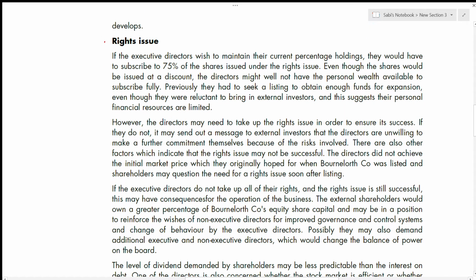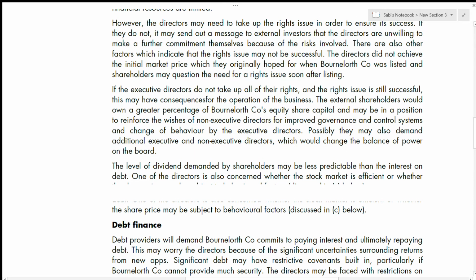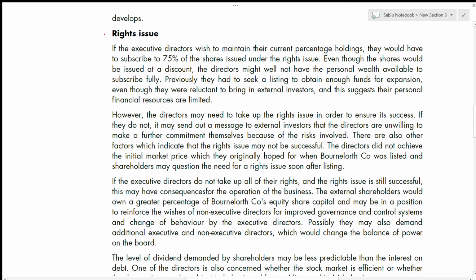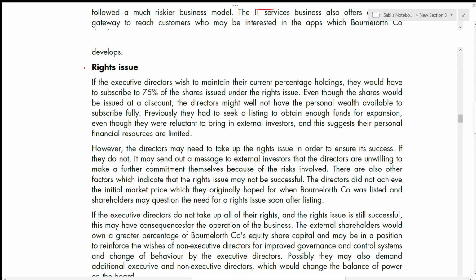Right issue. If they execute, okay, this seems very long for 2 marks. This is not required, but we'll just read through the answer so that you understand this. See, the main thing is understanding, right? We are learning. We all are learning through this.